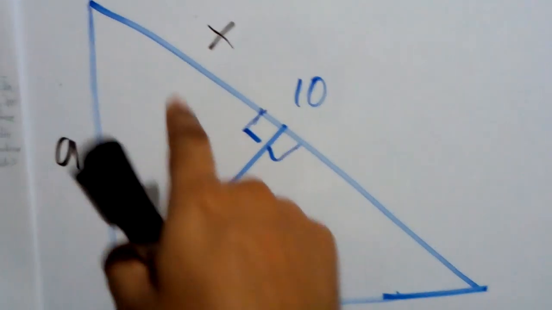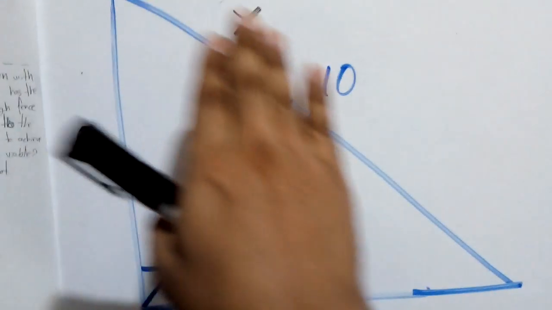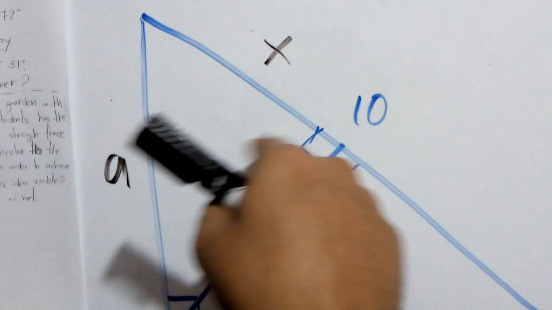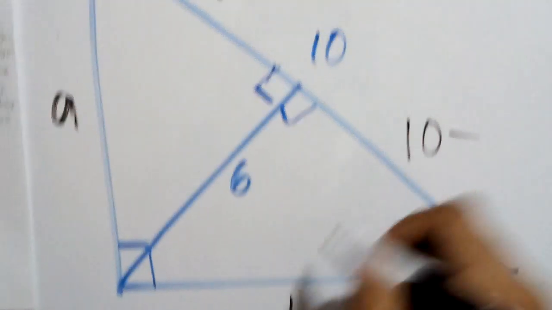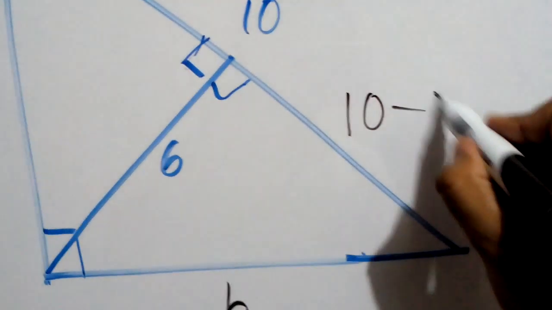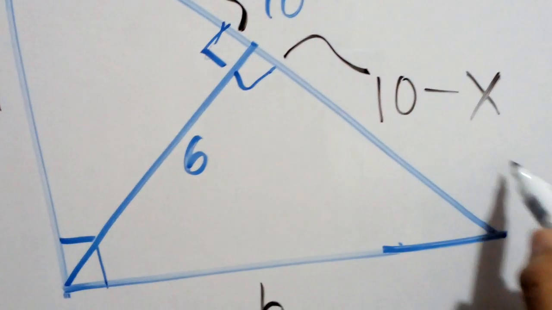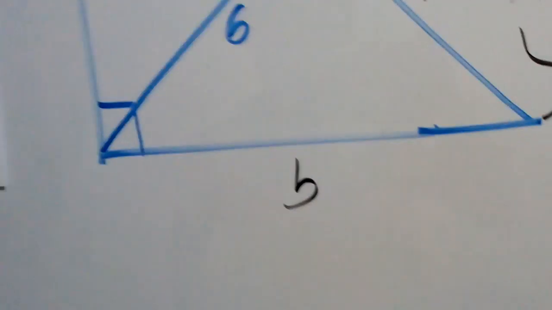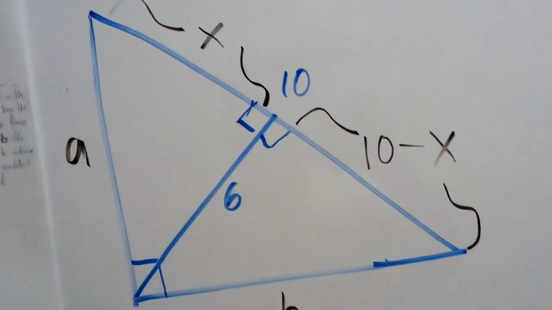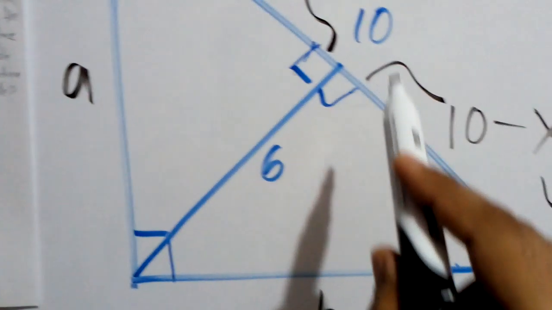Since the whole side is 10 and we just call this side X, this side is the whole side but without this, so it's the whole 10 minus the X part. So this side is X and this side is 10 minus X. This is A and this is B. So we are going to write the Pythagorean theorem for the three triangles. Let's begin with this triangle.